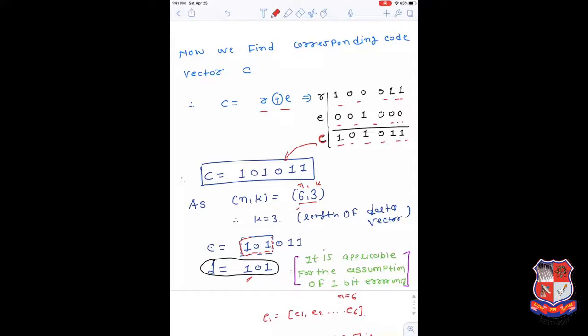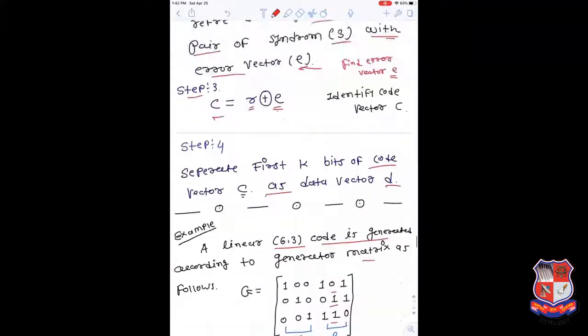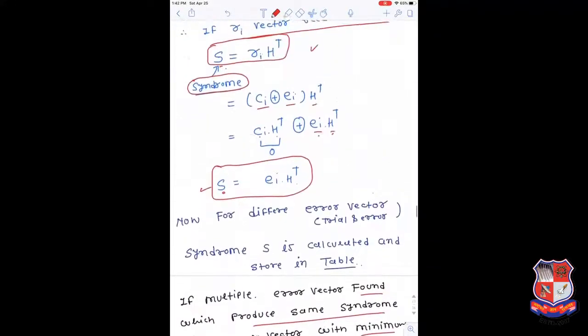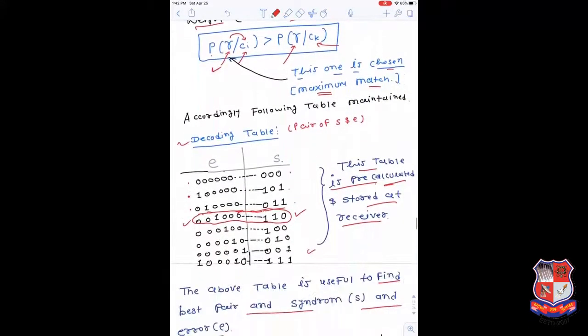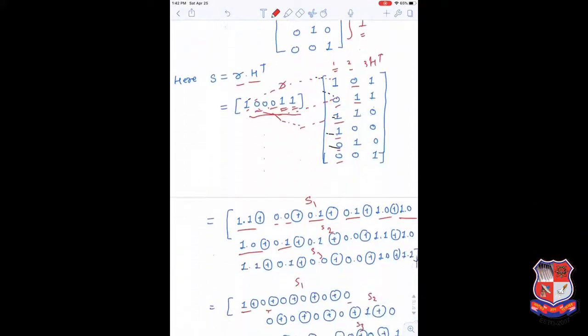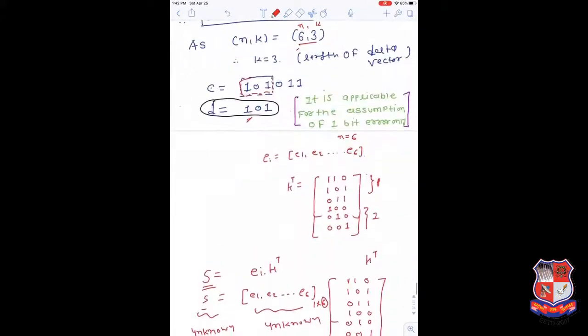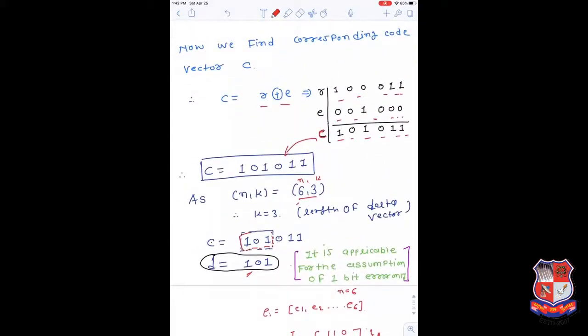Right? And this is applicable under the assumption of a 1 bit error only. If there are 2 or more bit errors, this lookup table will not work. It works only for a single bit error. If it doesn't work, then we are not getting the right error vector, and if the right error vector is not available, then we are not able to get the right code vector C, and then the whole process will fail. You take note of this.